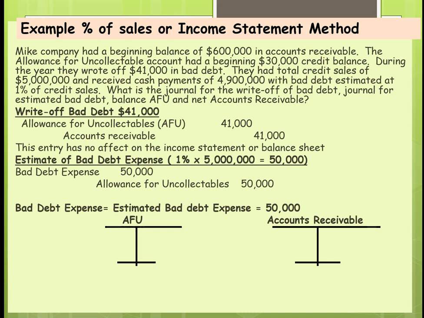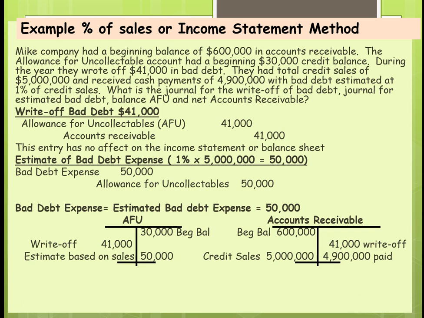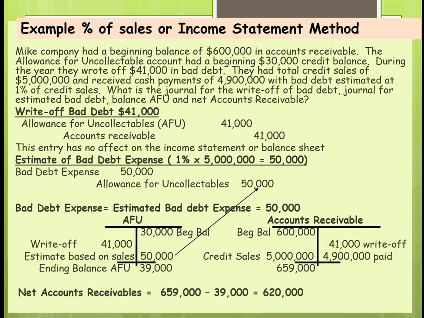So let's look at our T accounts. There's our starting balances. We had a write-off. We had sales. And then we booked our estimated bad debt. And now we have an ending balance of allowance for doubtfuls of $39,000 and accounts receivable of $659,000, and that means our net accounts receivable are $620,000.